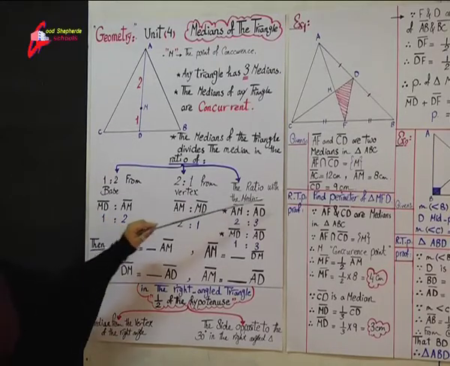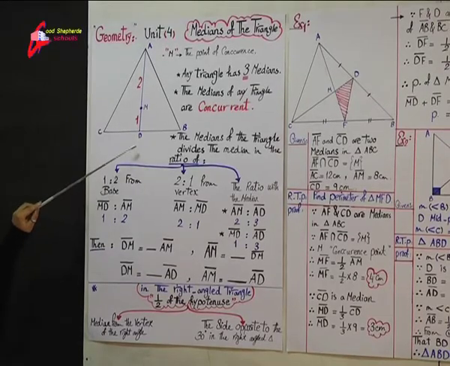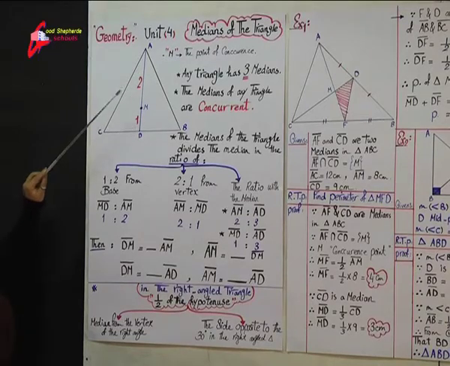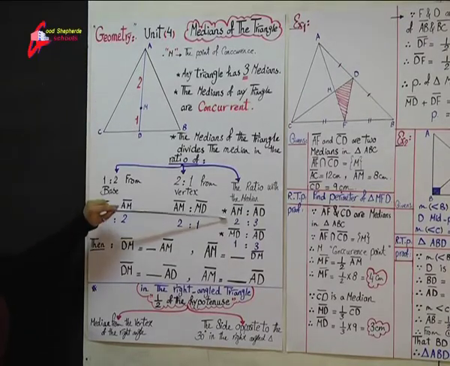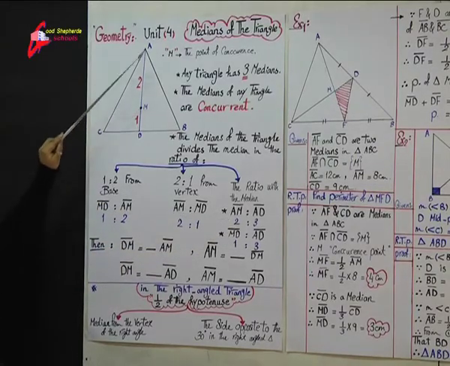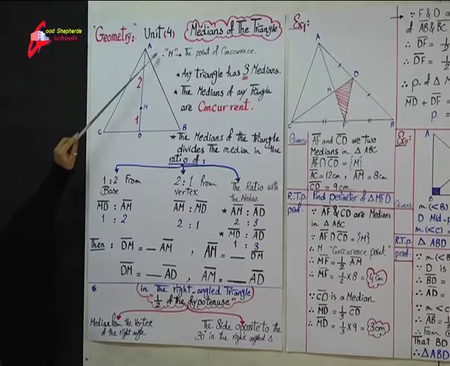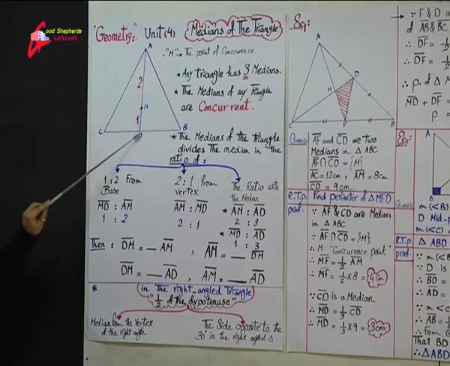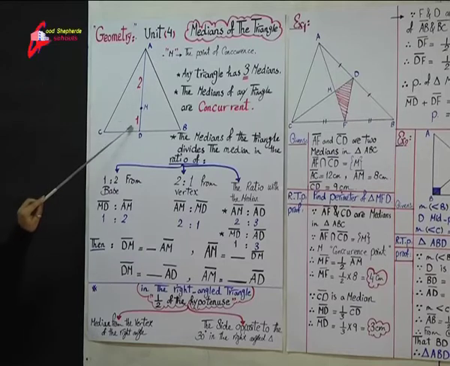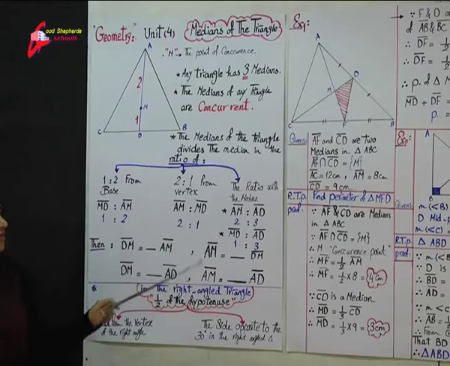About the ratio with the median itself. If the median is AD, all of it will be 3, since 2 plus 1 is 3. When I talk about the ratio of the part from the vertex to all of the median, it's 2 from the vertex to all the median AD, meaning 2 to 3. AM to AD will be 2 to 3.